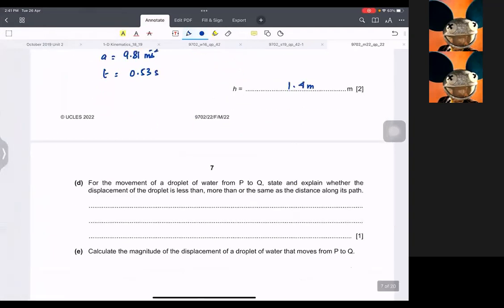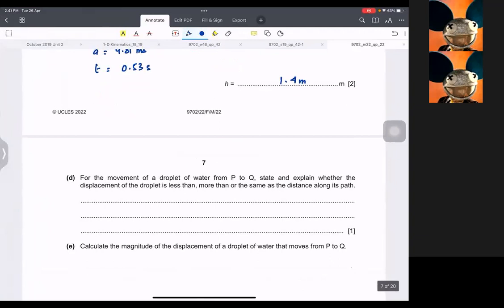Now, for movement of the water droplet from P to Q, state and explain whether the displacement of the droplet is less, more, or the same along its path. The movement of water from P to Q, state whether the displacement of water is less. It would be less.